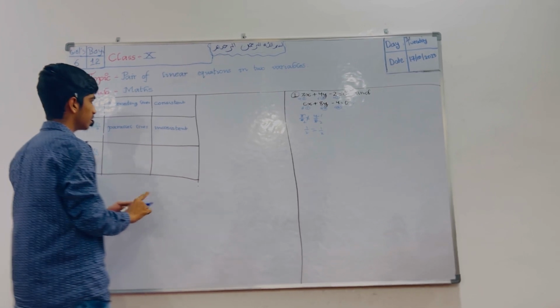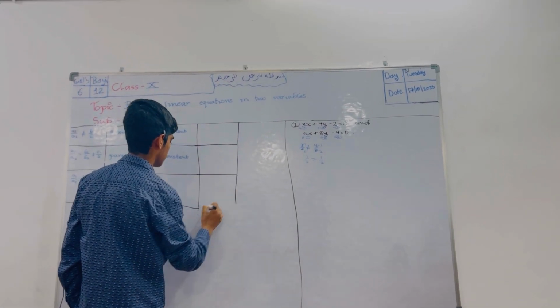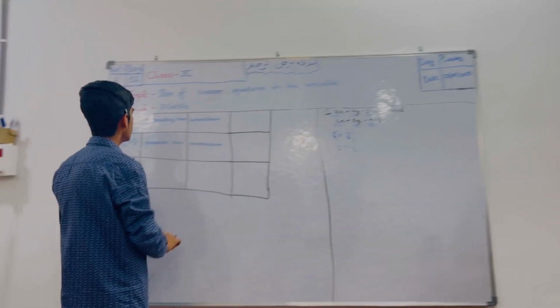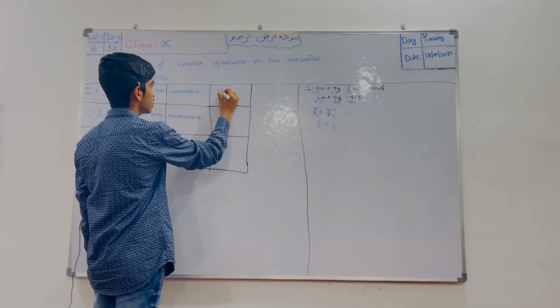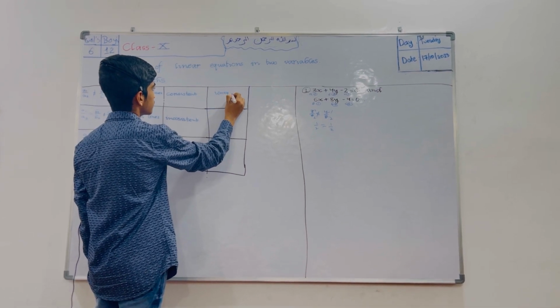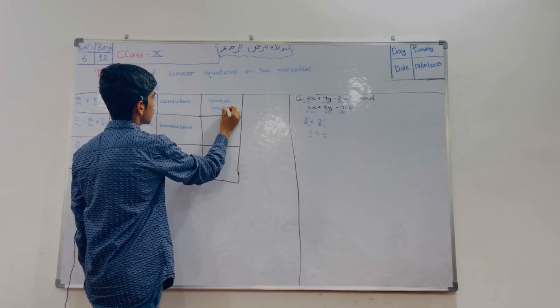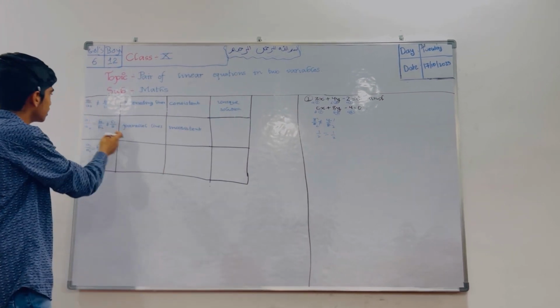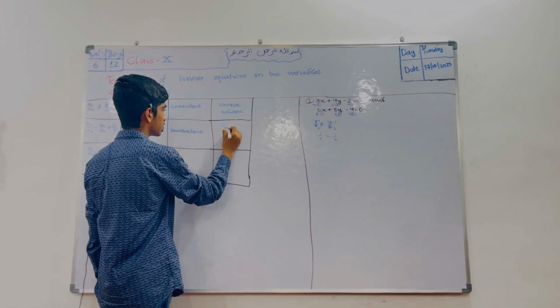We have to take another box. Here, intersecting lines have one solution, so it is a unique solution. The second is parallel lines. It means the lines are not meeting, so it has no solutions.